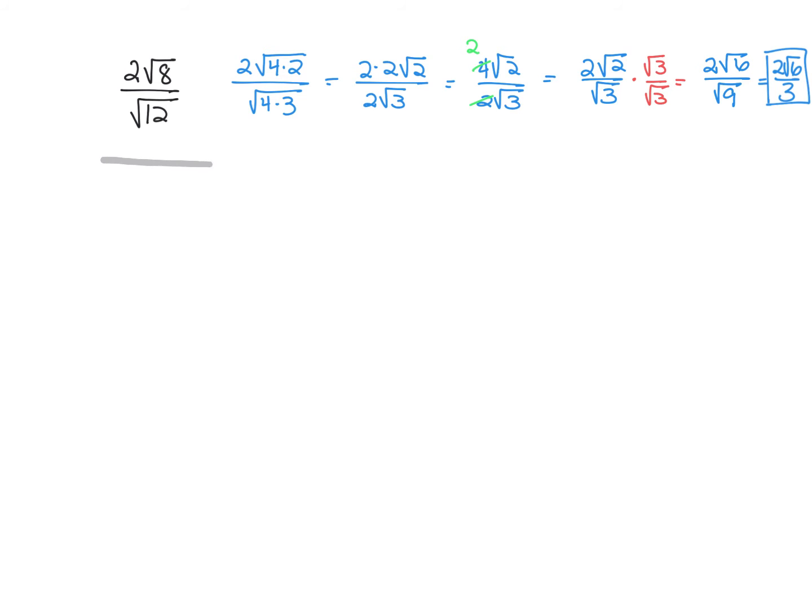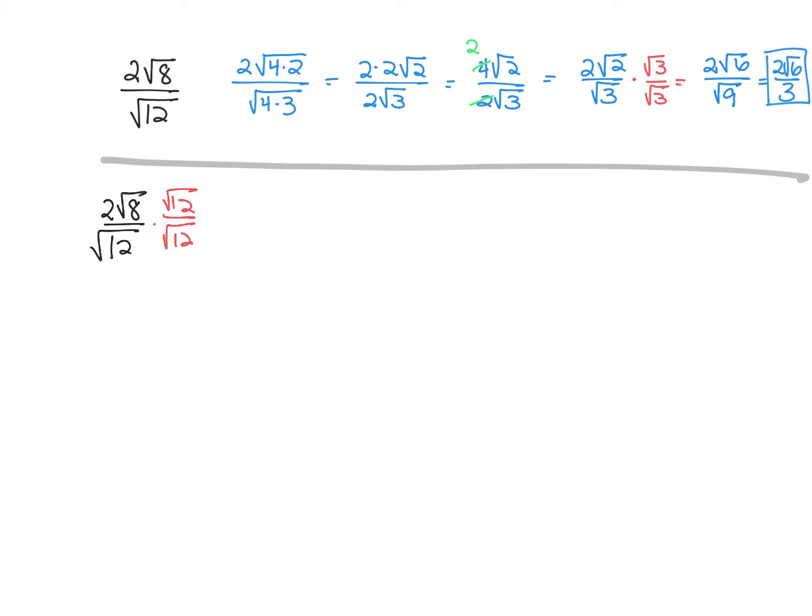Now let's look at it if we don't simplify the radicals first and then rationalize. So if we have 2 root 8 over root 12, and I just choose to multiply by the magic 1, so root 12 over root 12. That's going to give me 2 root 96, because 8 times 12 is 96, over the square root of 144. And now I'm going to work with my perfect squares. For 2 root 96, 96 I know is 16 times 6. And the square root of 144 I know is 12.